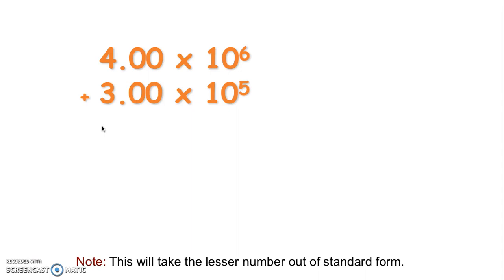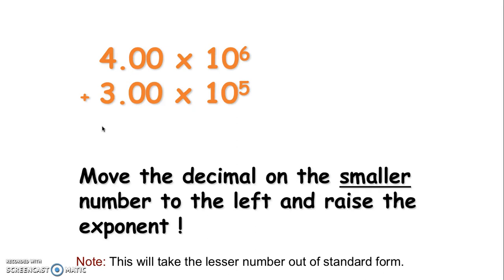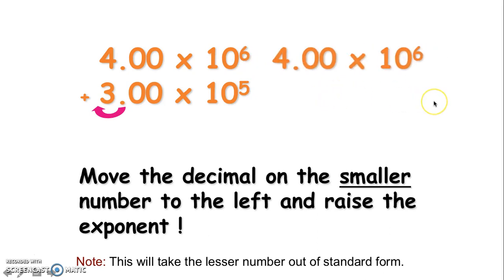So the same example that we just had, 4 times 10 to the 6th plus 3 times 10 to the 5th. We need to move the decimal in the smaller number to the left and raise the exponent. We determined that 3 times 10 to the 5th is the smaller exponent, so we need to move the decimal to the left. In this case, we only need to move it to the left 1 because the difference between 5 and 6 is just 1. The 4 times 10 to the 6th stays the same. And when we move the decimal over, it is 0.30 times 10 to the 6th. So now our exponents are the same.